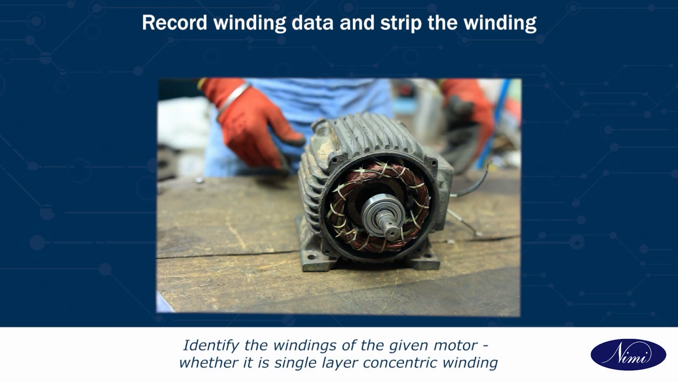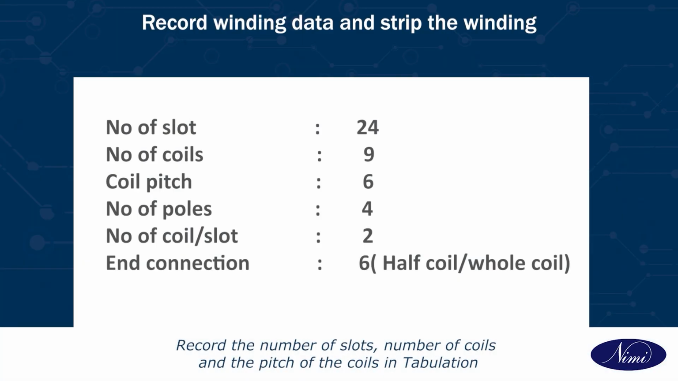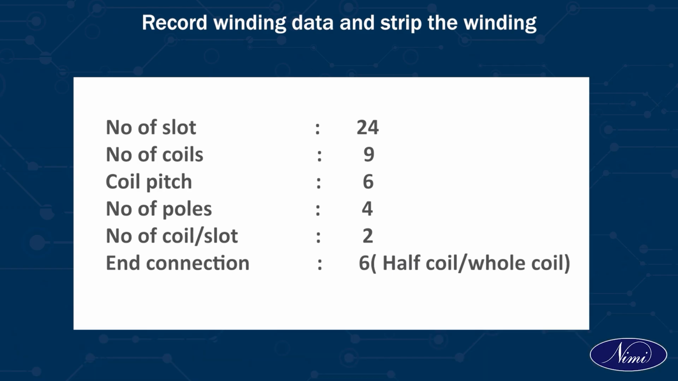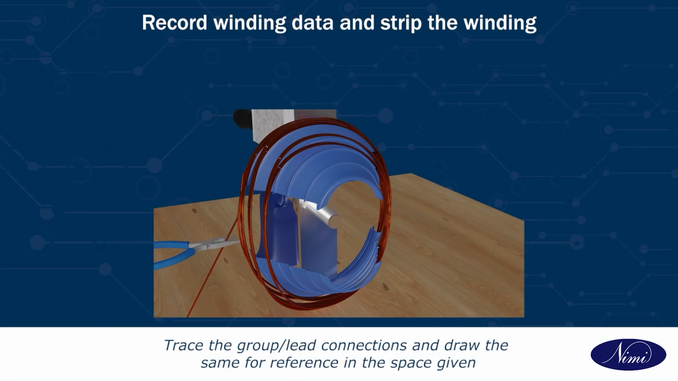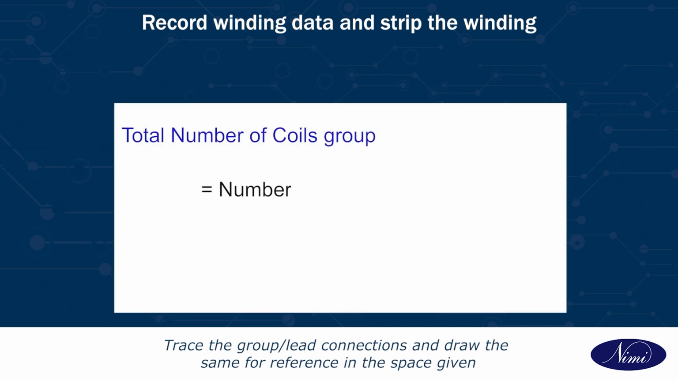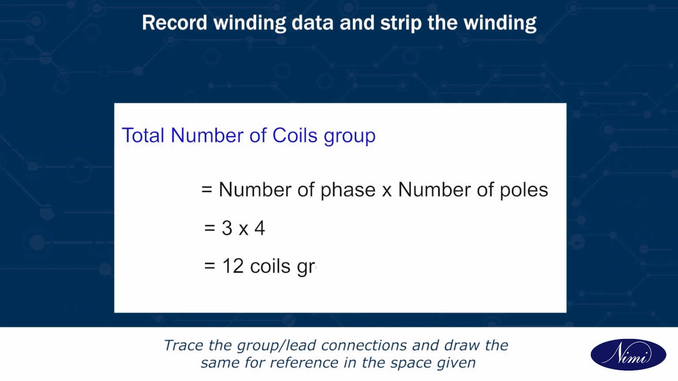Identify the windings of the given motor, whether it is single layer concentric winding. Record the number of slots, number of coils, and the pitch of the coils in tabulation. Number of slots, number of coils, coil pitch, number of poles, number of coils per slot, end connection, half coil or whole coil. Trace the group or end connections and draw the same for reference in the space given.